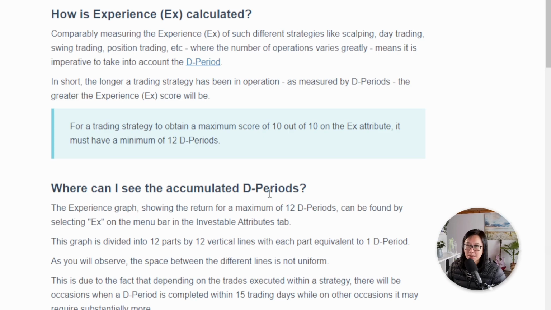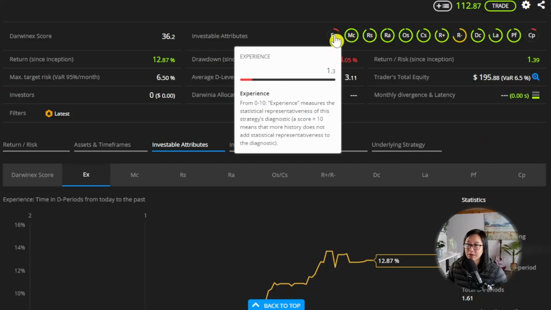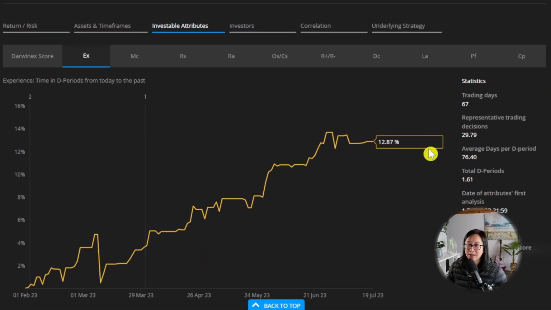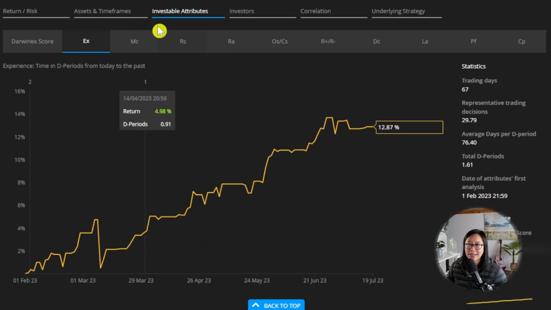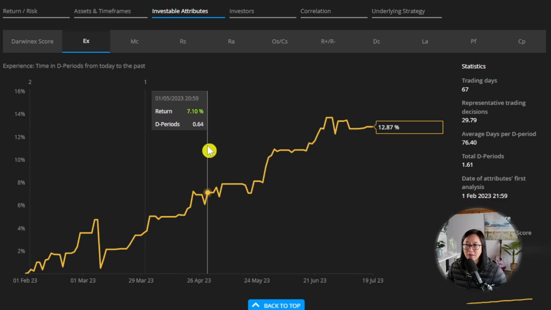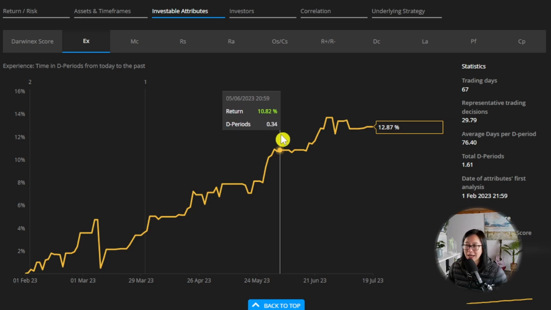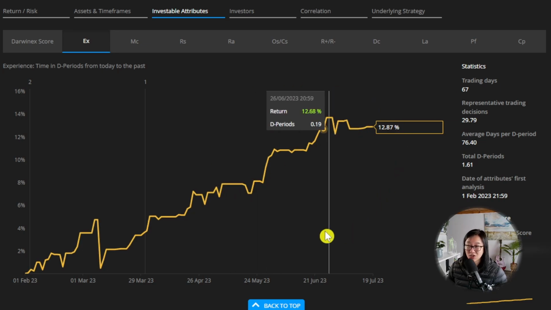Experience is measured by D periods, and you need about 12 D periods to have a decent experience score. Each D period is not calculated based on time, it is calculated based on the number of trades you have. My current experience is 1.3, even though this account is about 6 months old, because this EA doesn't trade that often. In investable attributes under the EX for experience, we're looking for vertical lines, and I've got one vertical line here with a number 1. So it might take me a while to get a total of 12 vertical lines, considering that this EA does not trade a lot.